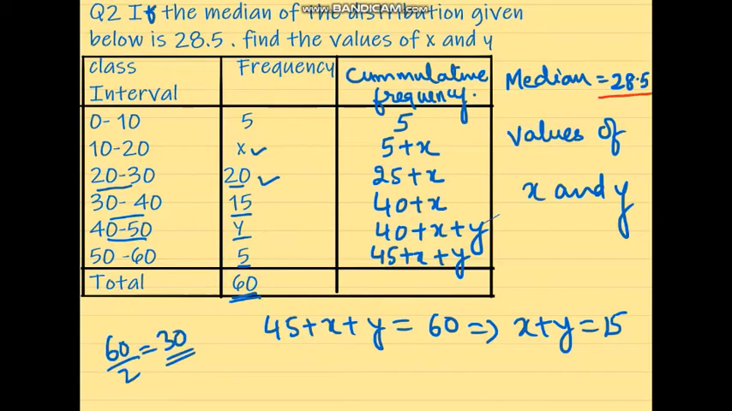The median is given as 28.5. First of all, let us find out where this observation falls. 28.5 falls between 20 and 30. So this will be the frequency f which you have to take in your formula, and this will be your cf. Now let us put the values in the formula.